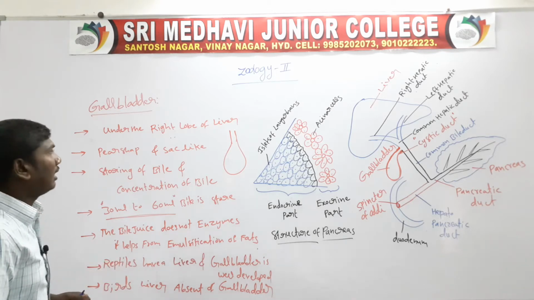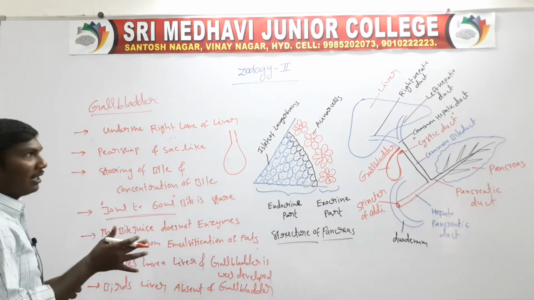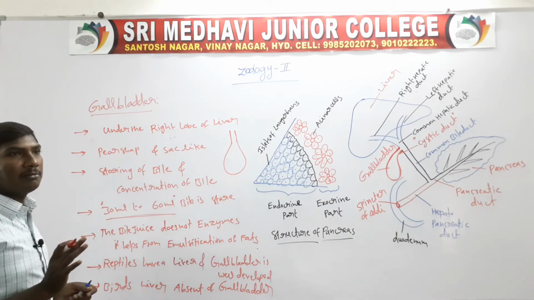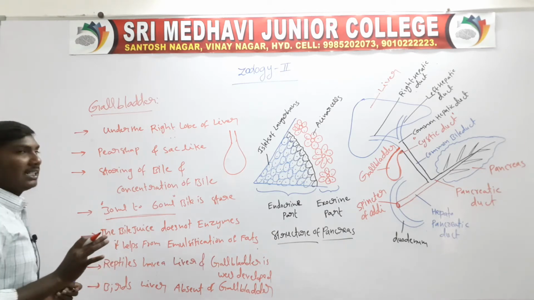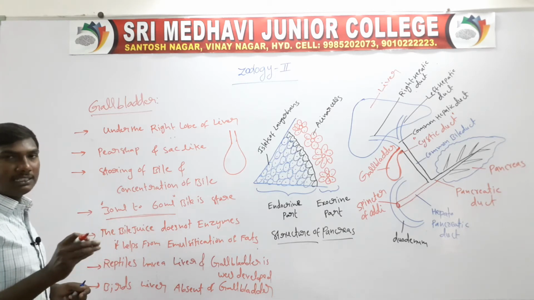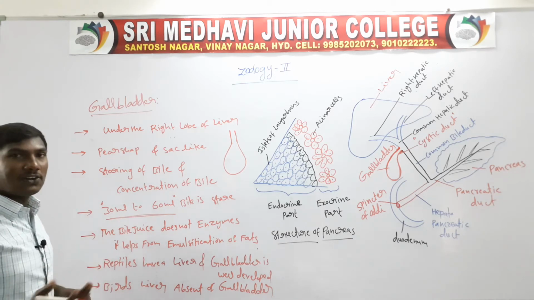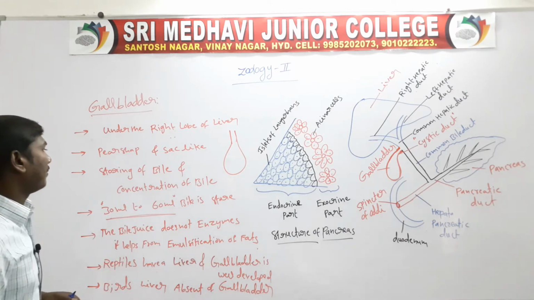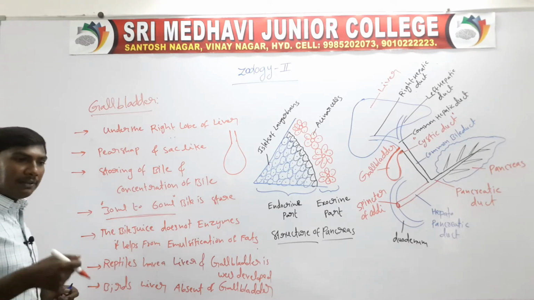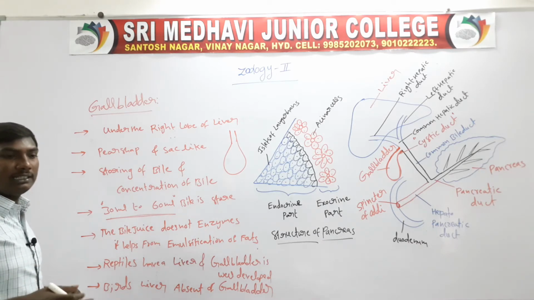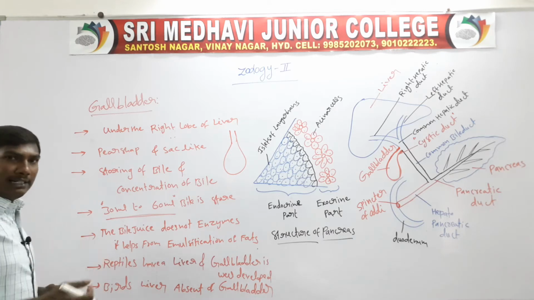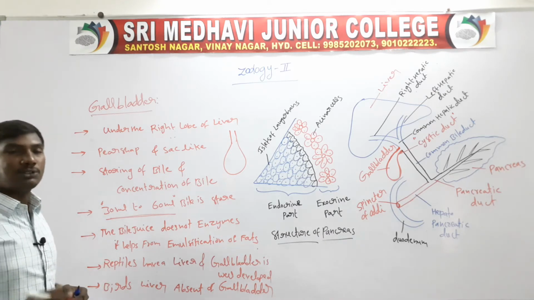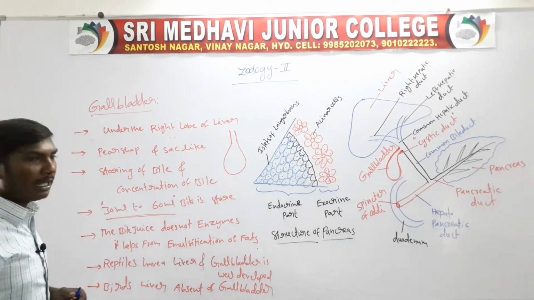So that was the gallbladder. Revising: the gallbladder is located below the right lobe of the liver. The shape is pear shaped, a sac-like structure. Sac-like means a bag-like structure. The function of the gallbladder is storage and concentration of bile juice.